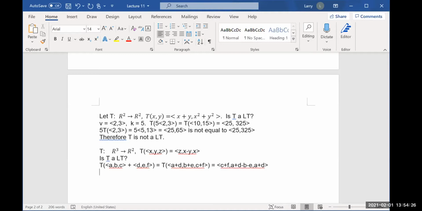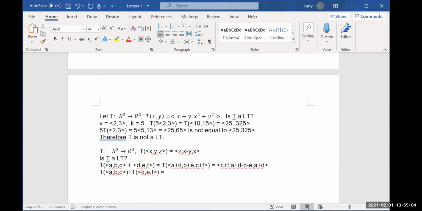And the rule for T is that the first component of T of X, Y, Z is the Z, the third component. The second component, subtract the first two components, and that's the new second component. And the third component is the old first component. So now I take T of A, comma, B, comma, C plus T of D, comma, E, comma, F. And I'm hoping to get what I got on the line above.